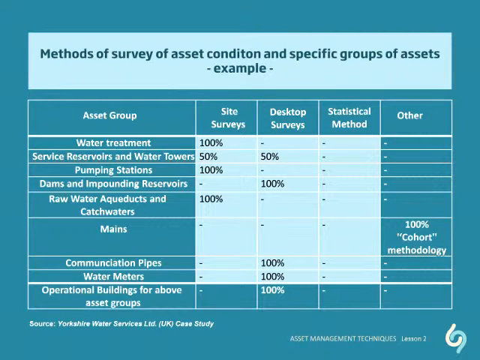This slide shows an example of groups of assets and methods for asset condition assessment used in the company Yorkshire Water Services Limited, UK. More information on the subject can be found in the Report on International Asset Management Practice.